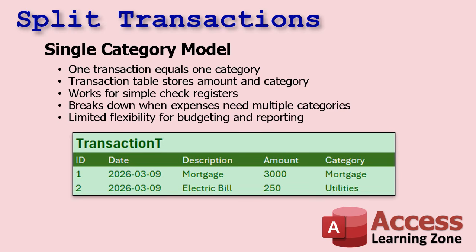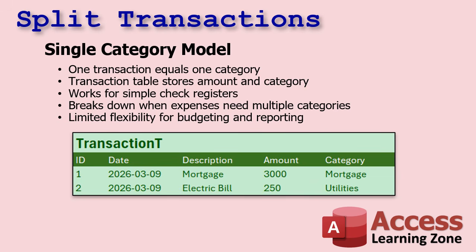When people first build a check register in Access, they usually start with a very simple design. You have a transaction table with things like the date, description, amount, and you can add a category. Maybe you've got categories like rent, utilities, office supplies, stuff like that. Every transaction gets assigned to exactly one category. That's if you put a category ID in your transaction table. And honestly, for a lot of simple tracking systems, that's perfectly fine.